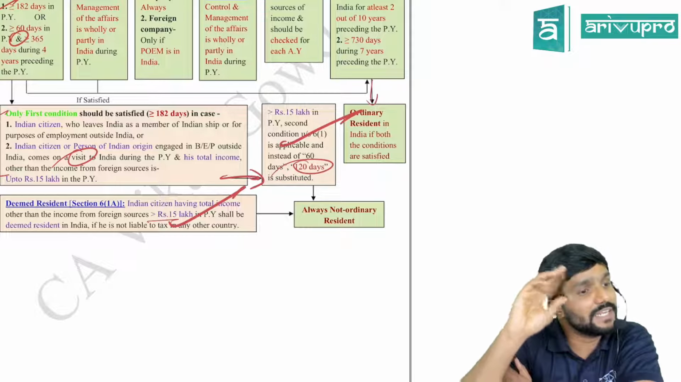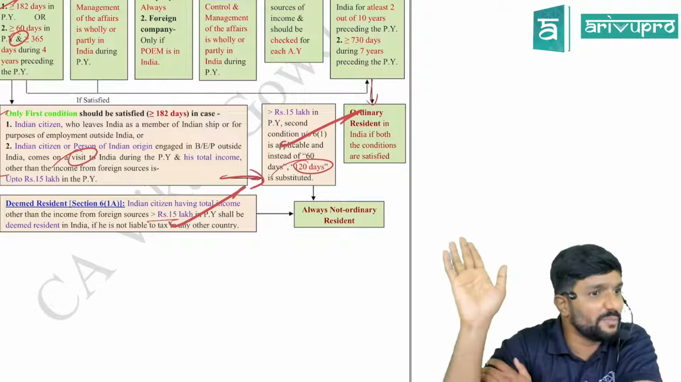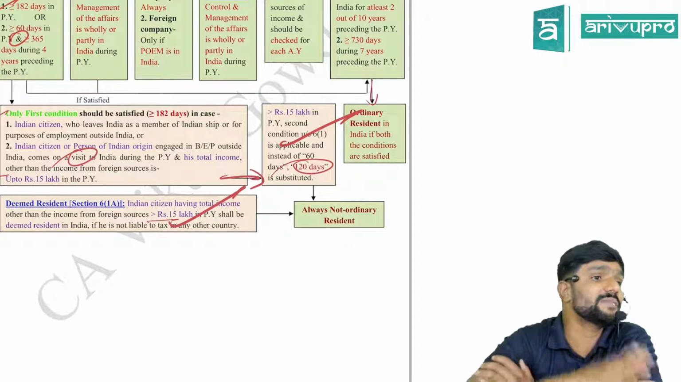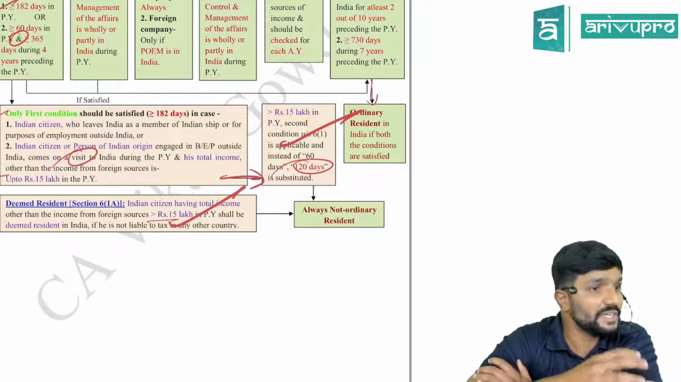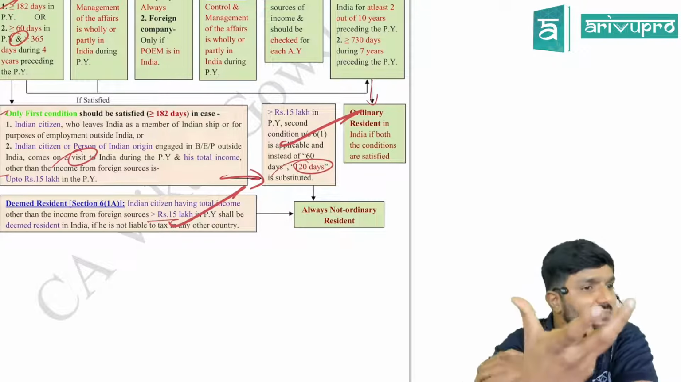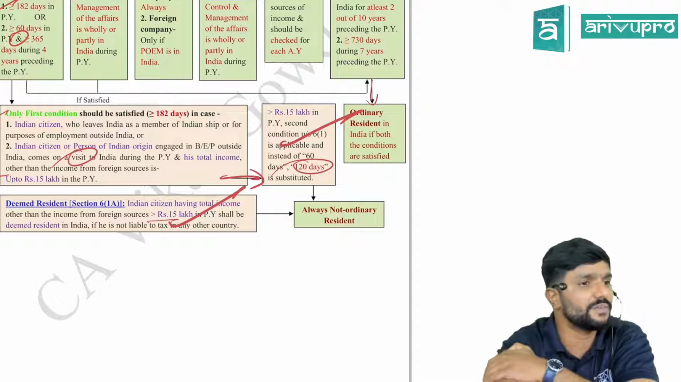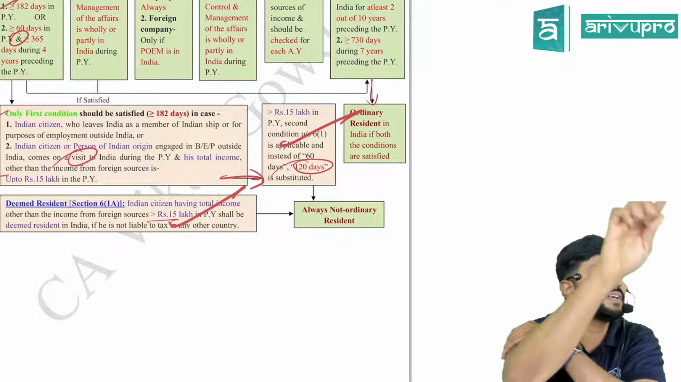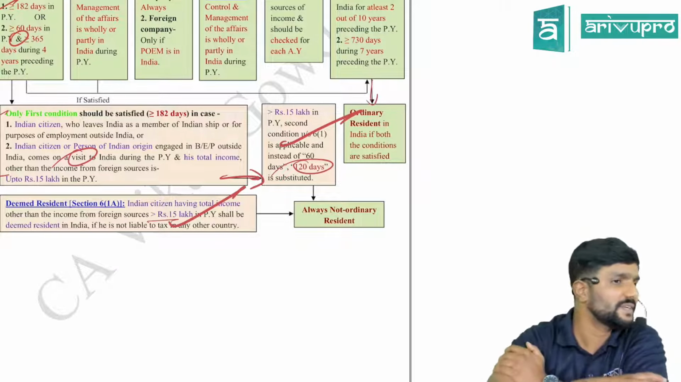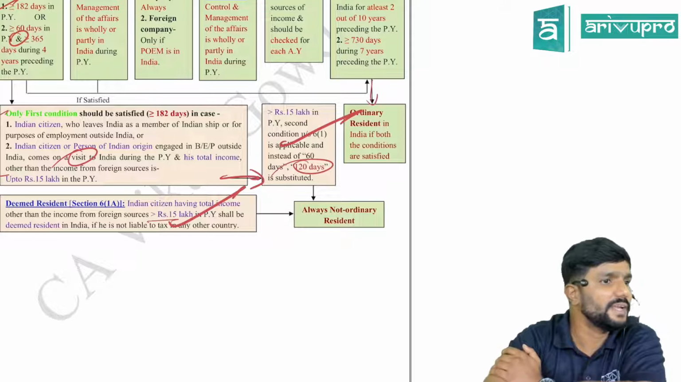Whereas in other cases, they have said the second condition is not at all applicable because their Indian income is less than 15 lakh. So here, just because your Indian income is more than 15 lakh, we are applying the second condition for you. But instead of 60, we are giving relaxation for 120 days. It is for 120 days.